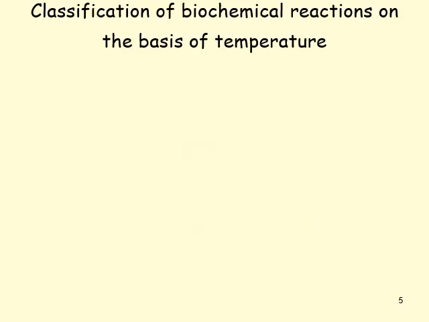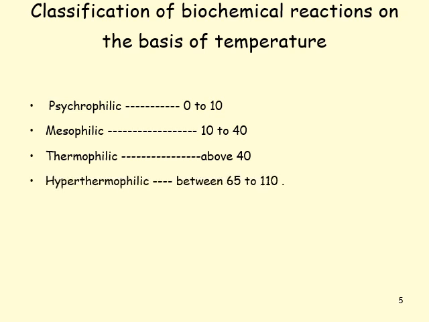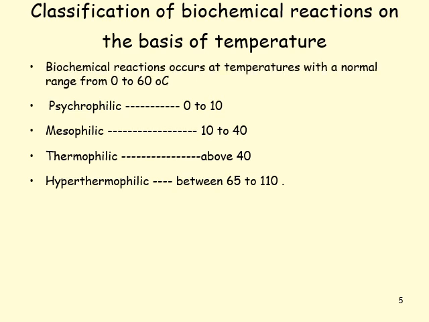Classification of biochemical reactions on the basis of temperature. They can be classified into different types on the basis of temperature: psychrophilic, with temperature between 0 to 10 degrees; mesophilic reactions, which occur at 10 to 40 degrees centigrade; thermophilic, which occur above 40 degrees centigrade; and hyperthermophilic, between 65 to 110 degrees centigrade. Biochemical reactions occur at temperatures with a normal range from 0 to 60. So with respect to the temperature range at which they occur, these biochemical reactions may be divided into psychrophilic, mesophilic, thermophilic and hyperthermophilic reactions.